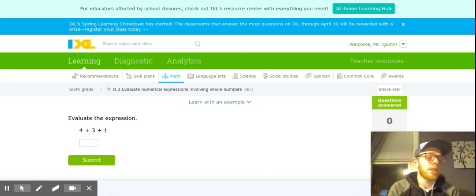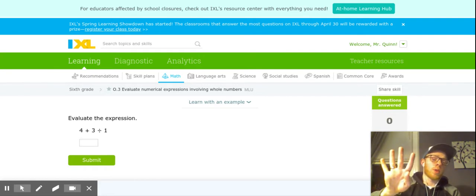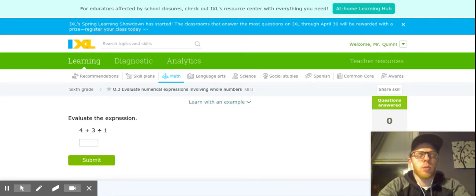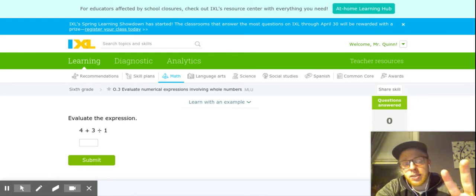multiply, divide, add, subtract. There are 4 steps in order of operations. You might be saying to yourself, Mr. Quinn, you just said 6 words. Well, remember, parentheses comes first. That's a step by itself. Then exponents comes second. That's a step by itself.